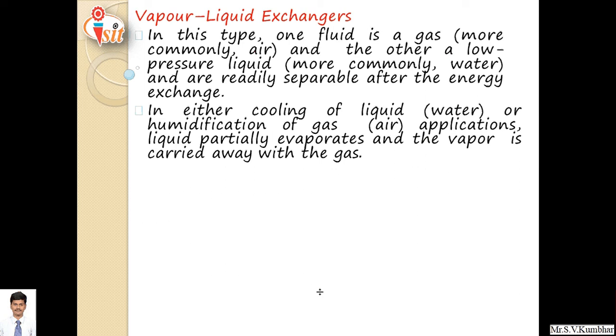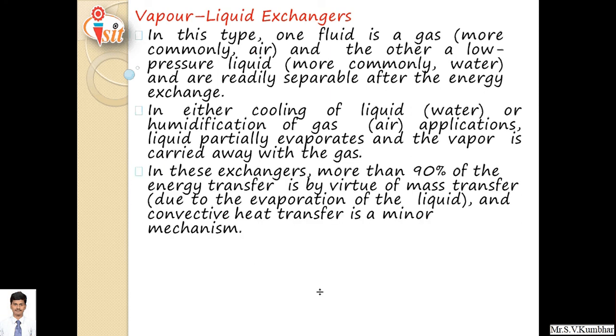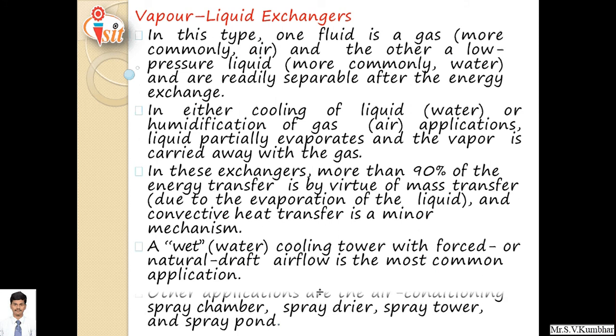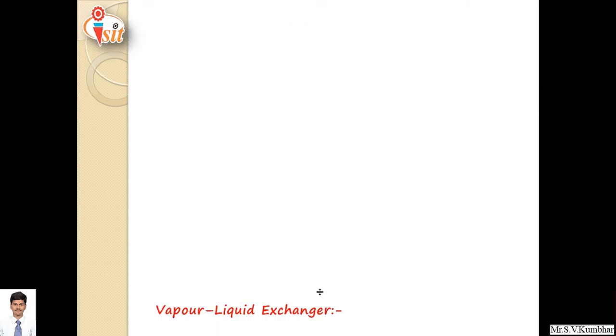In either cooling of liquid or humidification of gas, the liquid partially evaporates and the vapor is carried away with the gas. In this vapor liquid heat exchanger, more than 90% of energy transfer is by virtue of mass transfer because of evaporation of liquid, and convective heat transfer is a minor mechanism. A wet cooling tower with forced or natural draft airflow is the most common application, and other applications are in air conditioning, spray chamber, spray dryer, spray tower, and spray pond, etc.